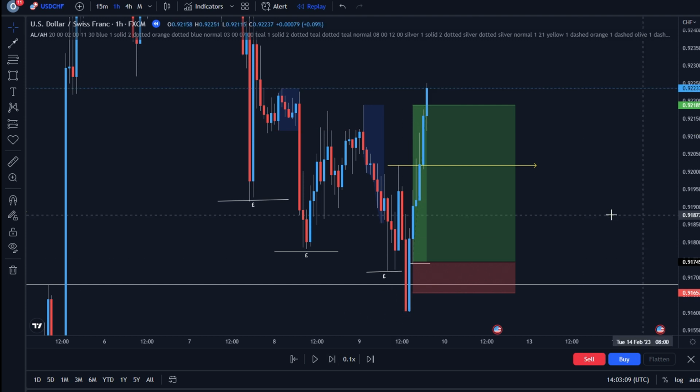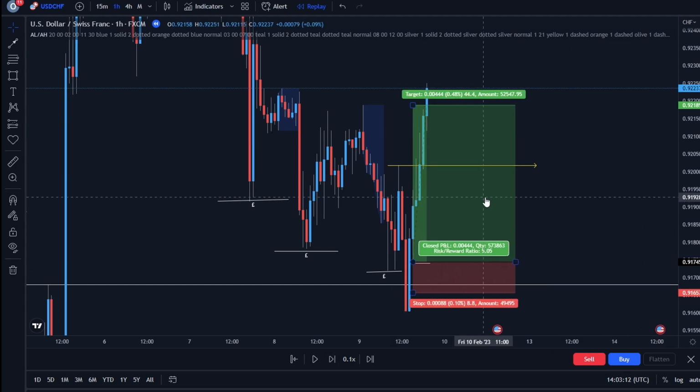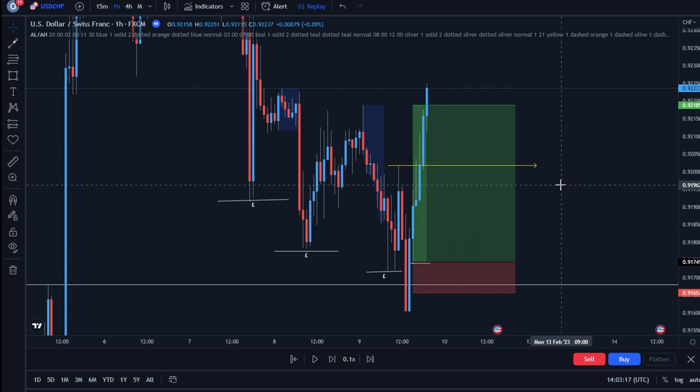And if I go to the 1 hour, hopefully we get the target hit. Perfecto. And this is how you catch a nice 5R trade using 3 different time frames, doing a top-down analysis. Now let's go apply this to another trade.